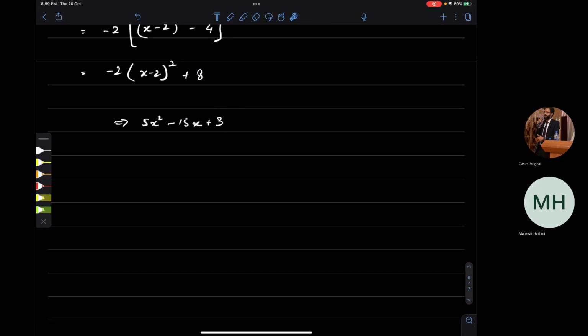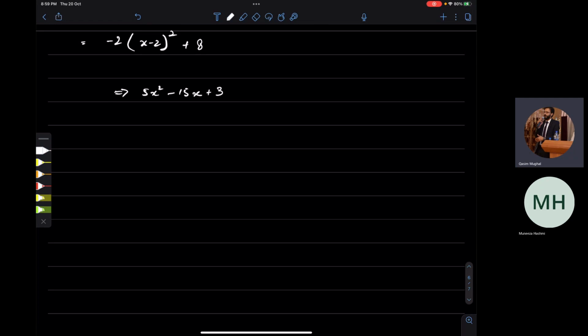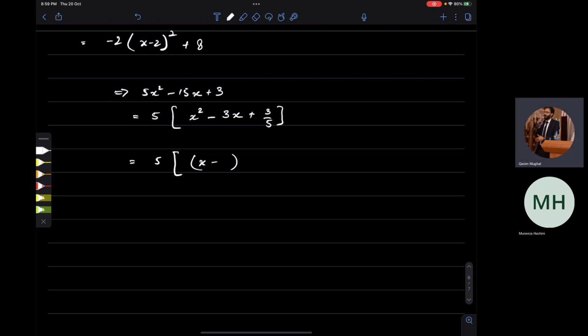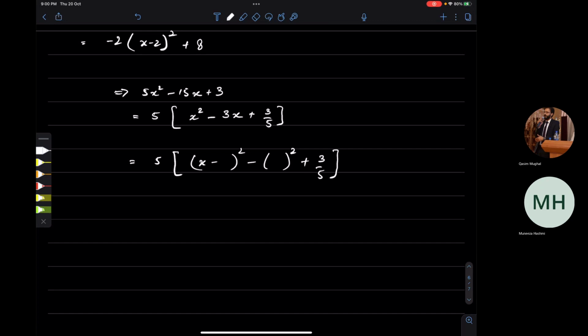So what will you do over here? We'll change it into 1 over 3, I think. No, 3 over 5. Yes, 3/5. Well done. You just guide me, I'll do it. So first we'll take 5 as common. So we'll have x squared minus 3x plus 3 over 5. Great. Then we'll put it in the completing the square format. So it should be 5 times x minus something whole square, minus the same thing squared, plus 3 over 5. And that will be 3 over 2 in both of the places.